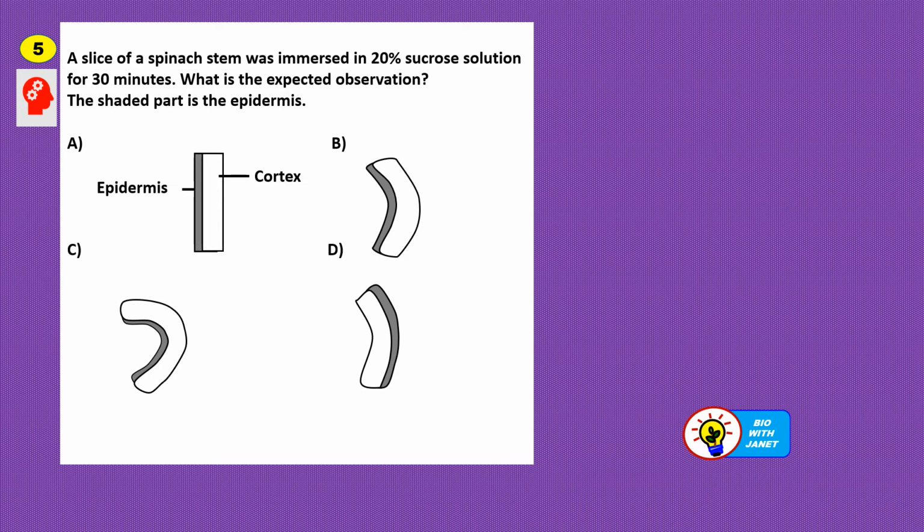Question 5. A slice of a spinach stem was immersed in 20% sucrose solution for 30 minutes. What is the expected observation? The shaded part is the epidermis. So this is the epidermis, and this white part here represents the cortex. 20 seconds.